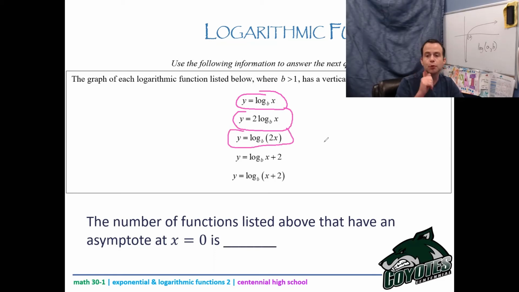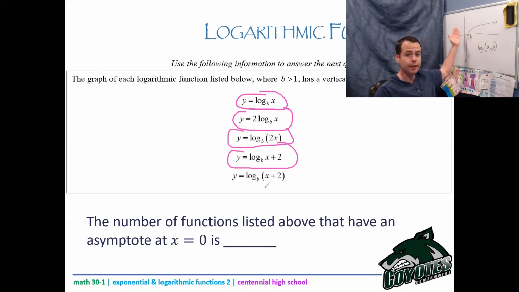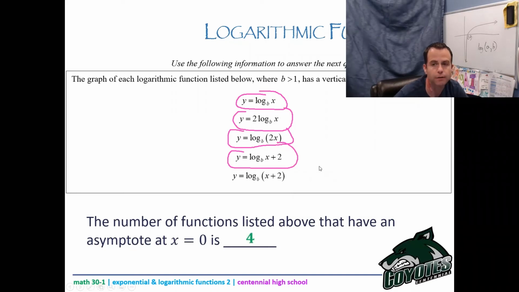If I took this guy and moved it up 2, that has no effect on that vertical asymptote. So that as well will still have a vertical asymptote at x equals 0. The last guy, however, I've moved it to the left 2. Well, if I move this guy to the left 2, the vertical asymptote does move to the left 2. That one would have a vertical asymptote at -2, not at 0. And so my answer to this is 1, 2, 3, 4. 4 of them will still have an asymptote at x equals 0.